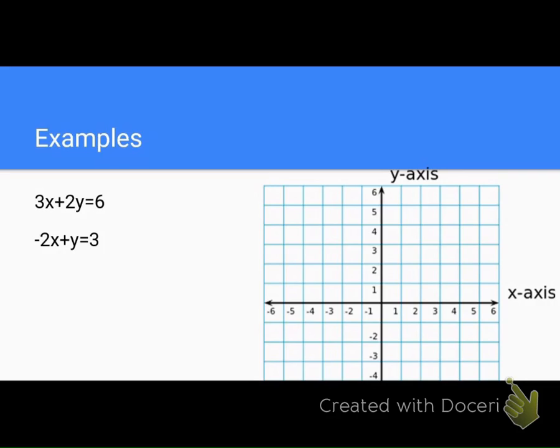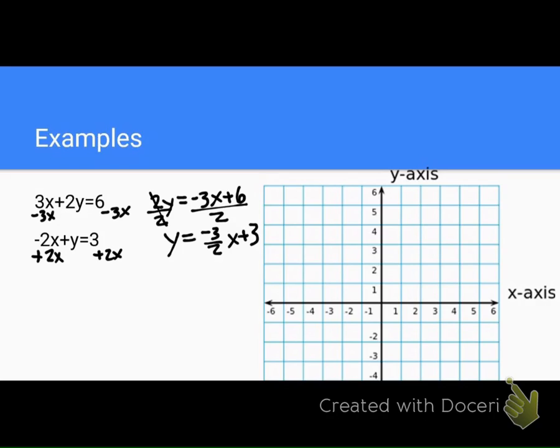This next example, you need to rearrange these two equations into the correct form first. So we can do that by subtracting 3x, which gives me 2y is equal to -3x plus 6. Dividing by 2, I have y equals -3/2 x plus 3. Then the second equation, I just need to add 2x. And I have y equals 2x plus 3.